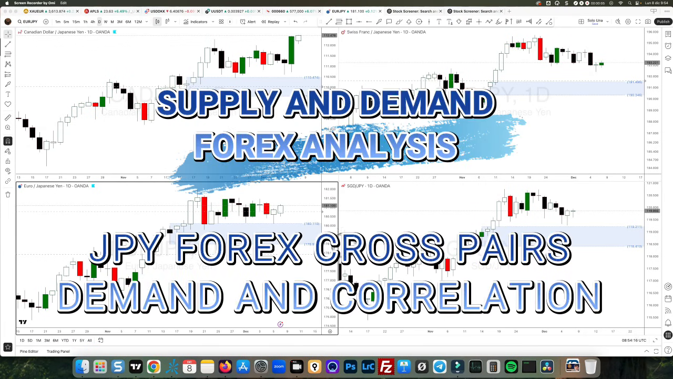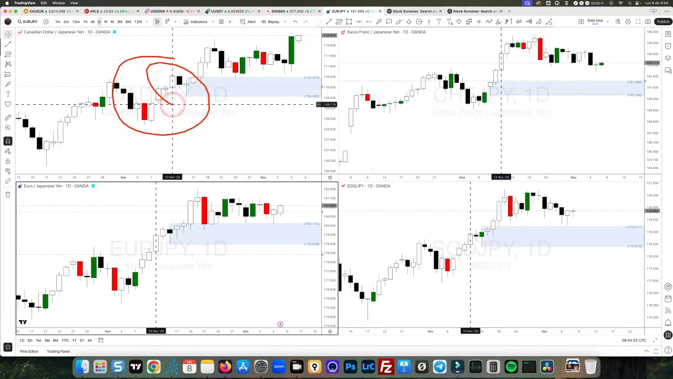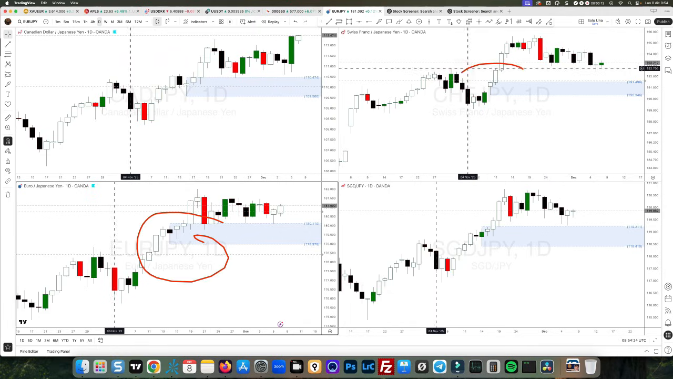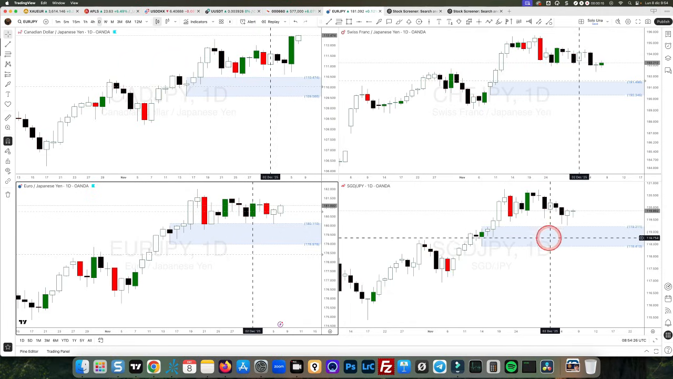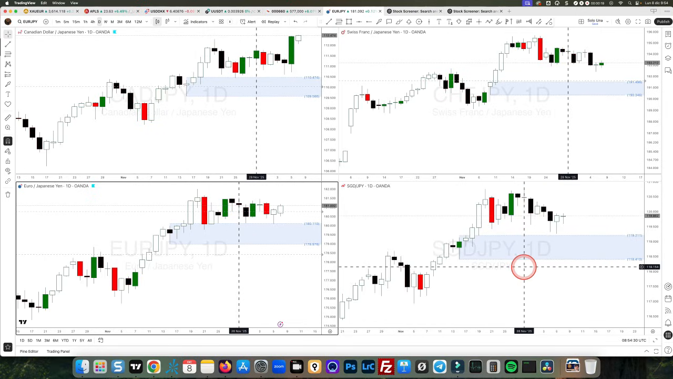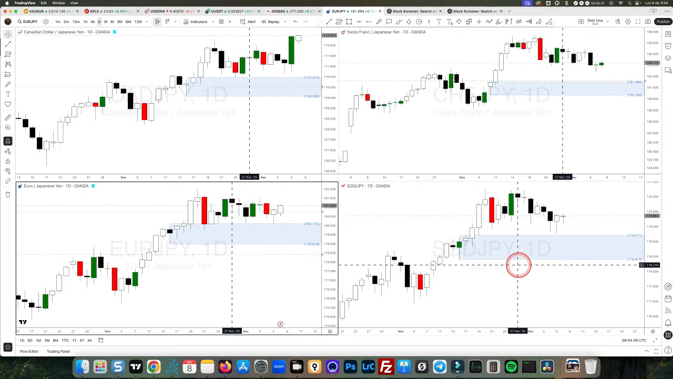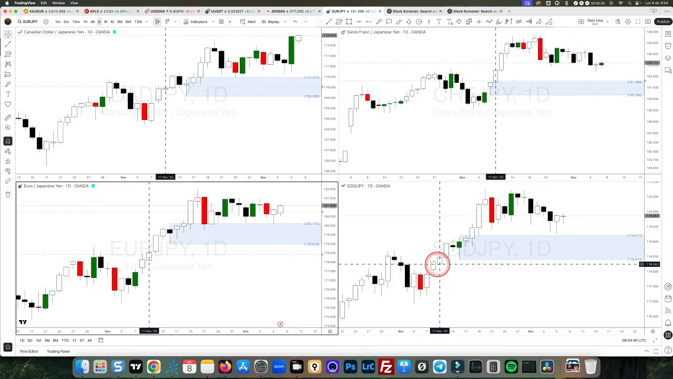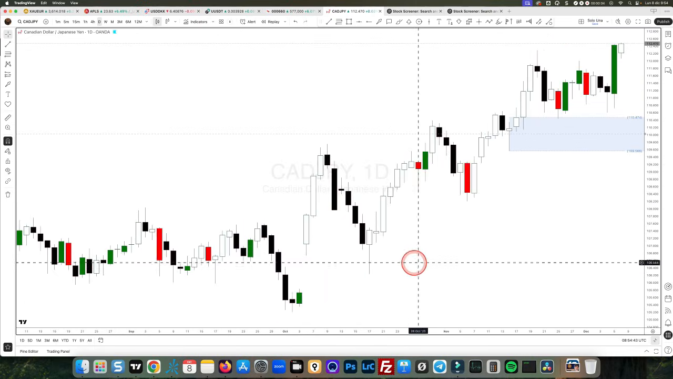Today I'm going to dive into the Japanese yen forex cross pairs: the CAD yen, the euro yen, the Swiss franc versus Japanese yen, and also the Singapore dollar versus the Japanese yen. Most yen cross pairs are doing more or less the same thing, and they are doing what we expected after the crazy market gap we saw when Japan elected a new prime minister. We were talking about that here.